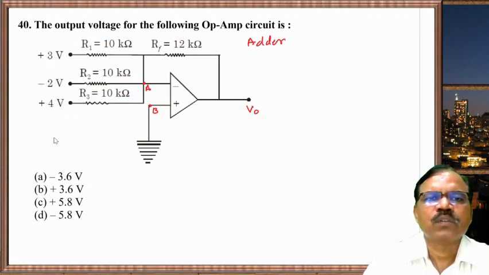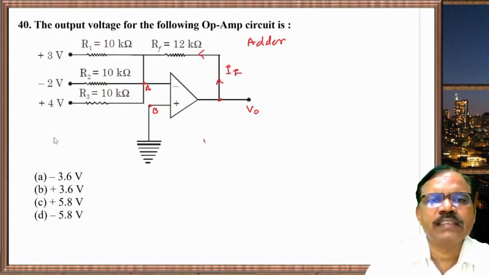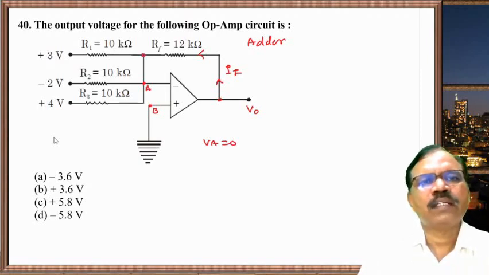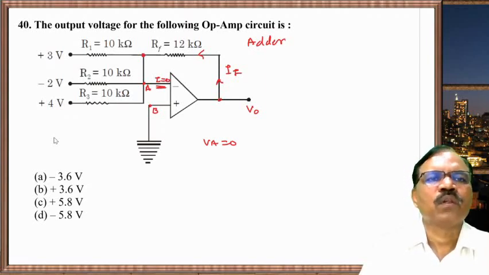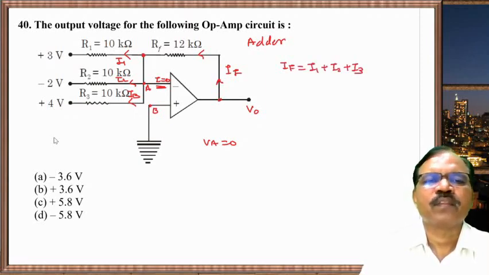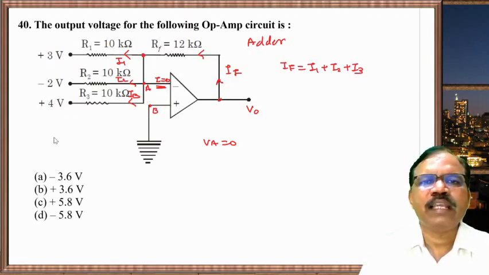Adder circuit. Suppose we take current IF here. VA is equal to what? 0. This is virtual ground. So no current flows through this, and whatever current comes goes to I1, I2, I3. So IF is equal to I1 plus I2 plus I3. So what is IF between A and output?